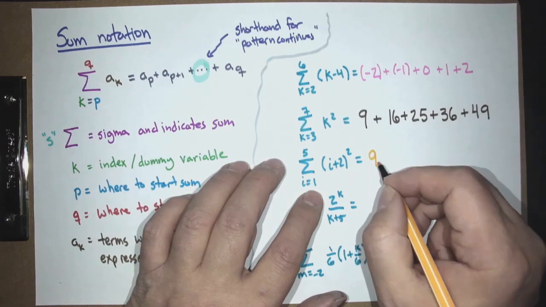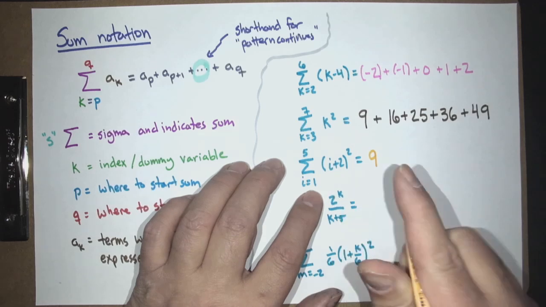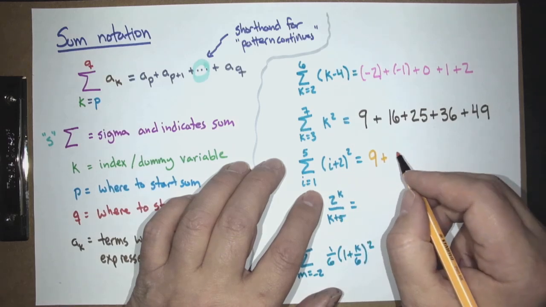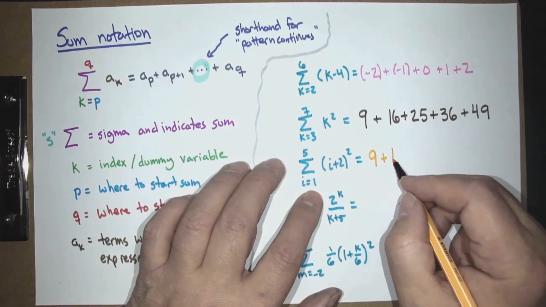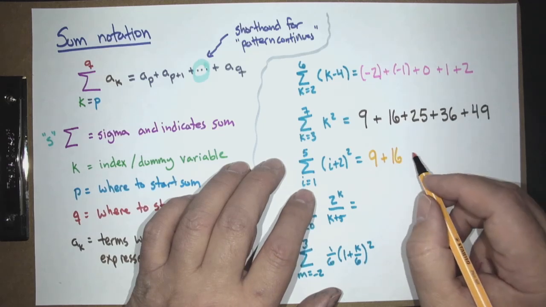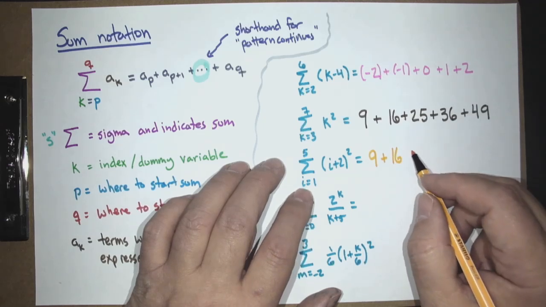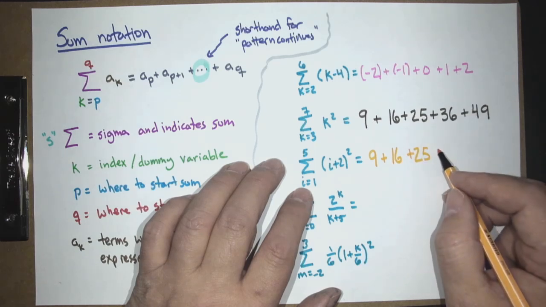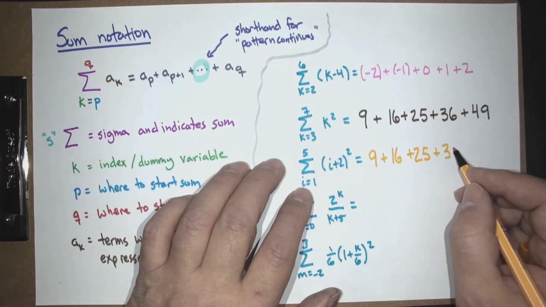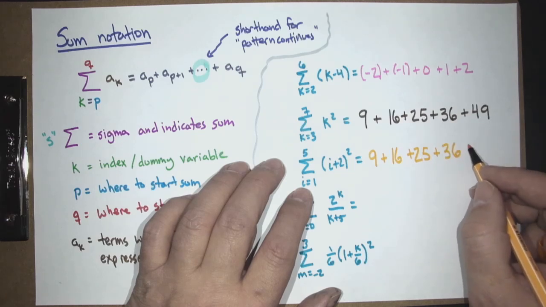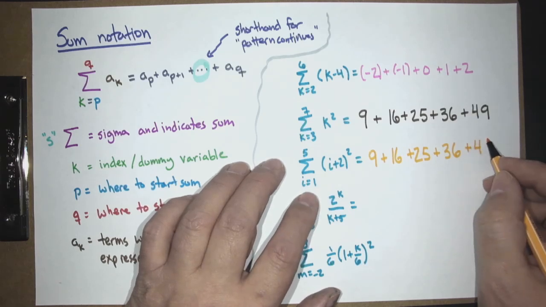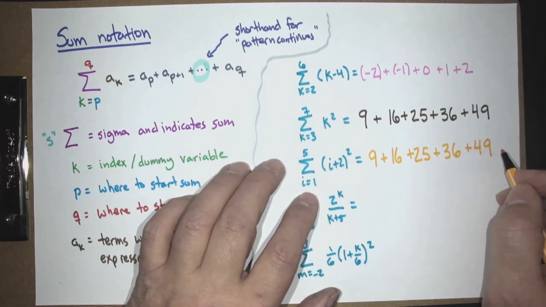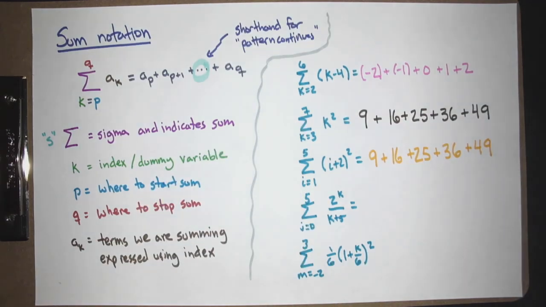Be 9. When you plug in 1, 1 plus 2 squared is 9. What's the next term going to be? 16. When you plug in 2, 2 plus 2 is 4. 4 squared is 16. What's the next term? 25. What's the next term? 36. What's the next term? So 5 plus 2 is 7. 7 squared, 49. And then? That's it.